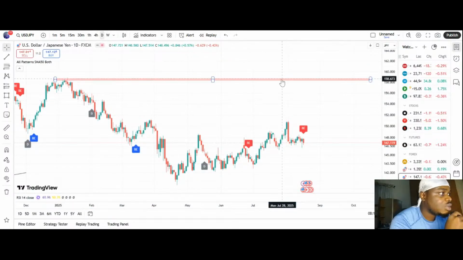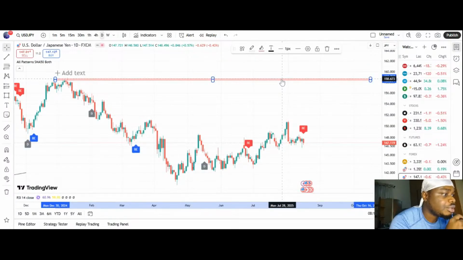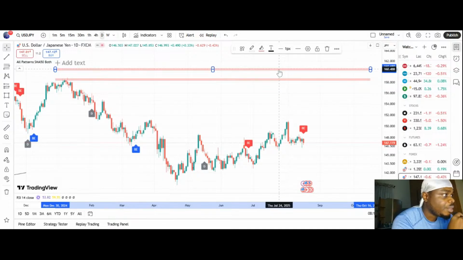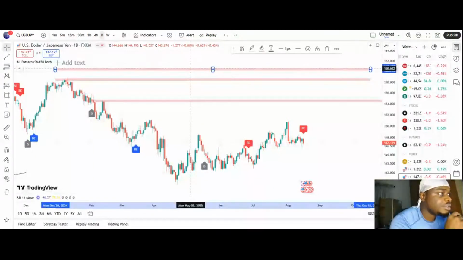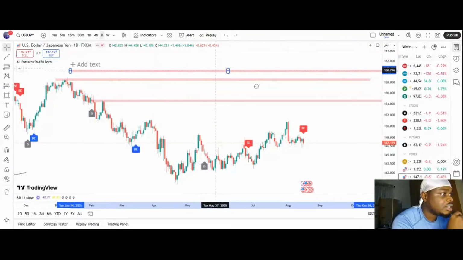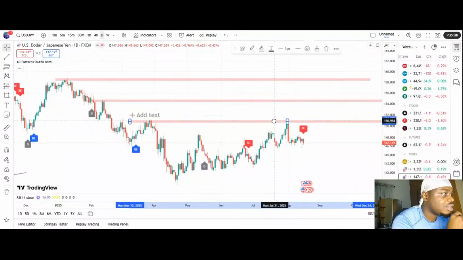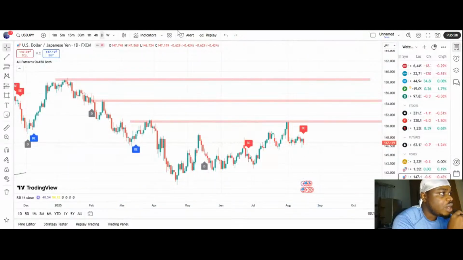Then I copy the tool with Ctrl C, Ctrl V. Then go to the next high point here. Ctrl V again, the next high point, which is here. You can see it touches here and then also here. If you have any question, please join the live and ask your questions.